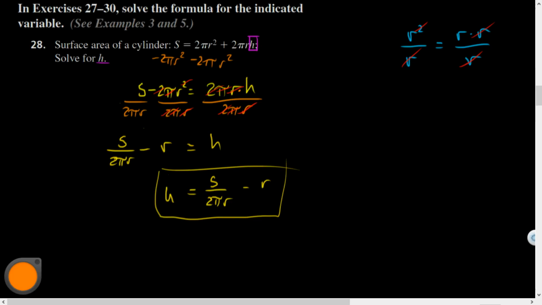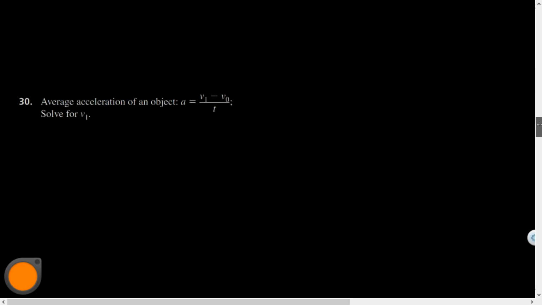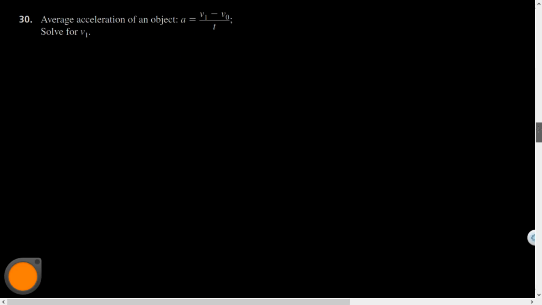No. So let's look at the last problem I'm gonna do for now, for this video anyway. I'll still help you guys out on some other ones in a moment. It says the average acceleration of an object is a equals v1 minus v0, over t. Sometimes this is pronounced as v naught. By the way, the side note, v sub 1 and v sub 0, that does not mean v times 1. v1 is like the name of the variable itself. It's the first velocity.